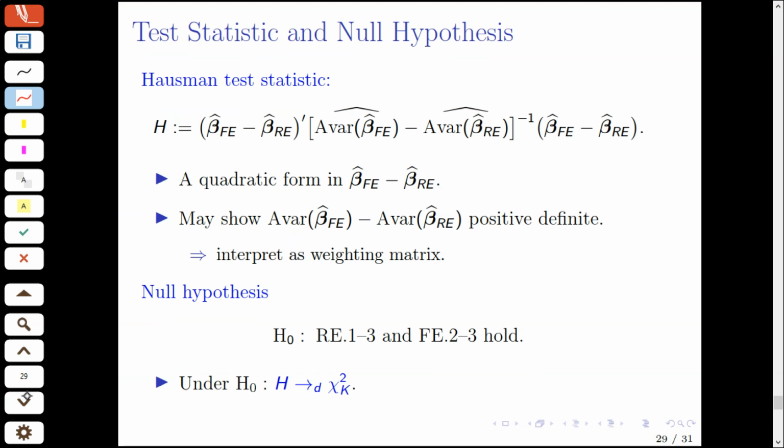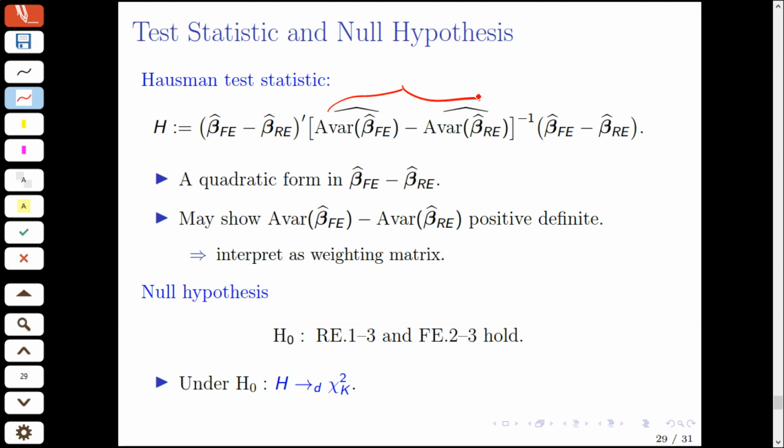How would you actually construct a test statistic? The Hausman test statistic formalizes our discussion on the previous slide by constructing a quadratic form in the random and fixed effects estimators. That is, we calculate their difference and then weight their difference using a weighting matrix. For the Hausman test statistic, our weighting matrix will be the difference in asymptotic variances, or specifically the difference in our estimates of the asymptotic variances.